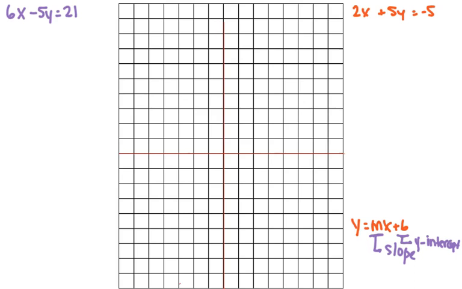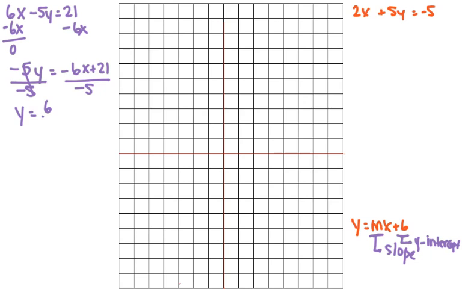So I have 6x minus 5y equals 21, and so I'm going to subtract 6x from both sides of this equation because I'm really trying to get y all by itself on this side. So I've got negative 6x plus 21 on this side. And now I'm going to divide both sides of this equation by negative 5. And so I now have y equals 6 over 5x, because remember a negative divided by a negative is a positive, minus 21 over 5, because a positive divided by a negative is still a negative.